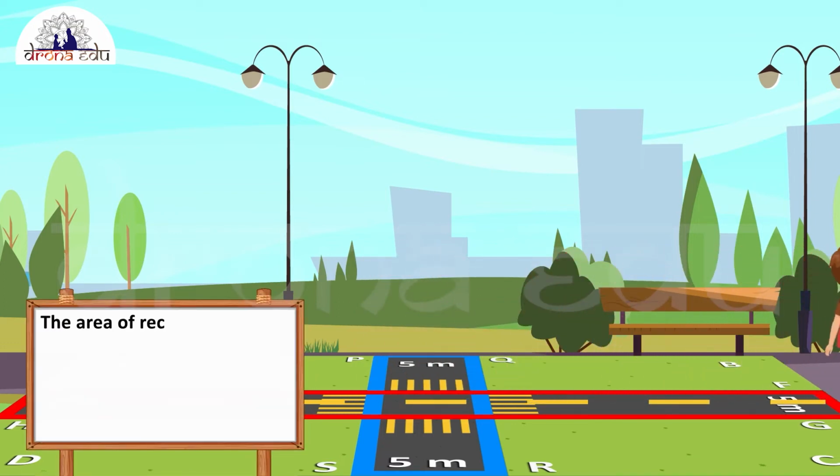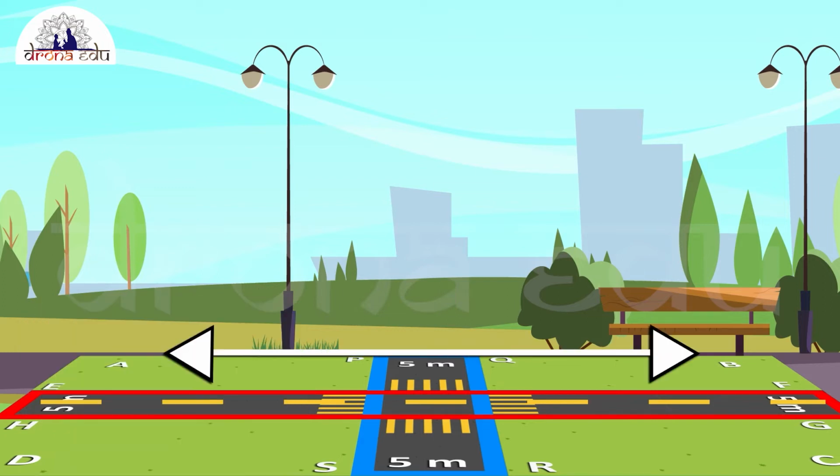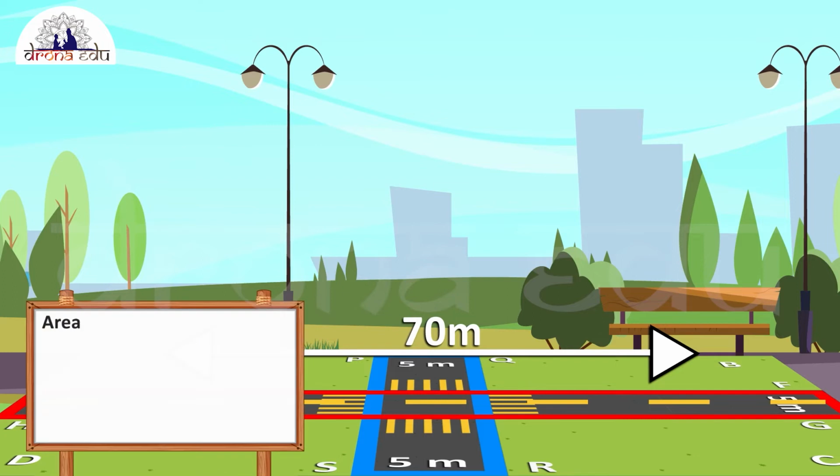The area of the rectangle EFGH can be given as HE into EF. Here EF is the length of the park, that is AB, which is equal to 70 meter. So EF will be 70 meter. So the area of EFGH will be equal to 5 into 70, that is equal to 350 meter square.